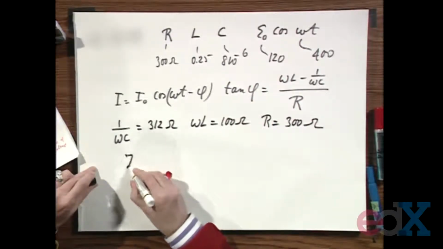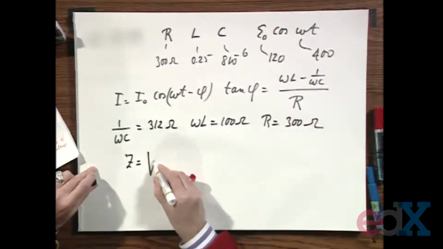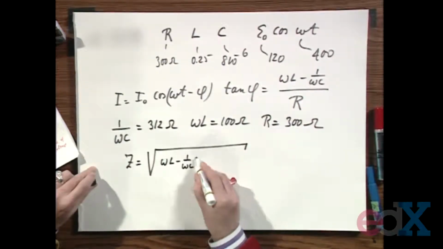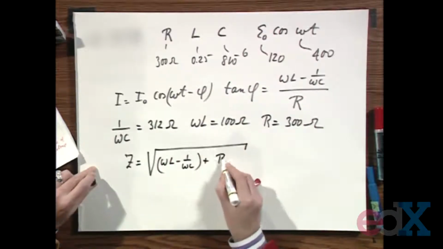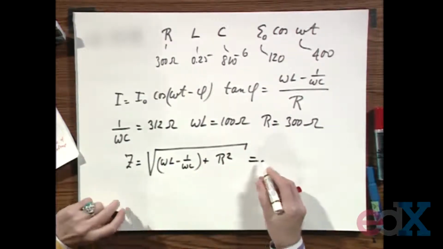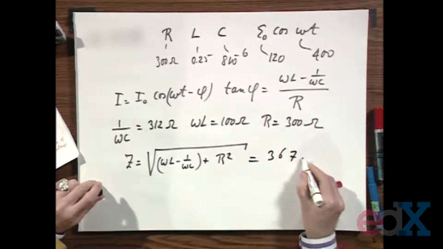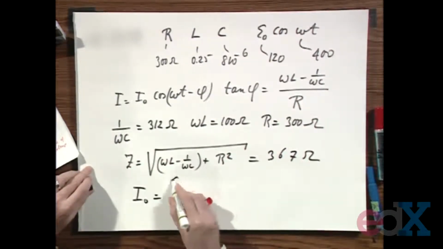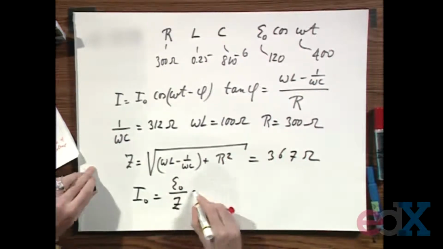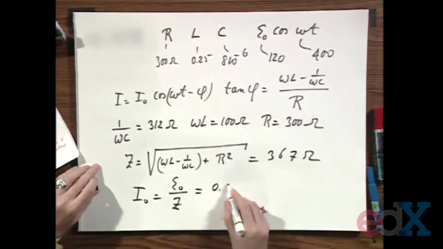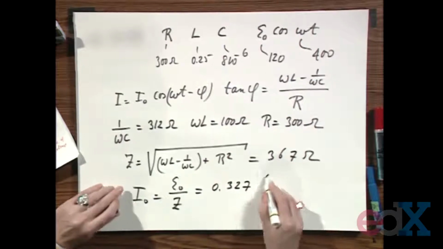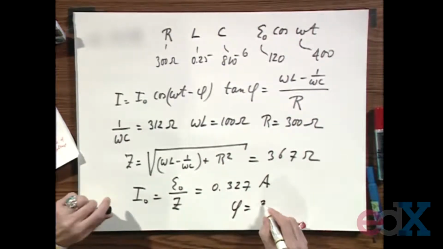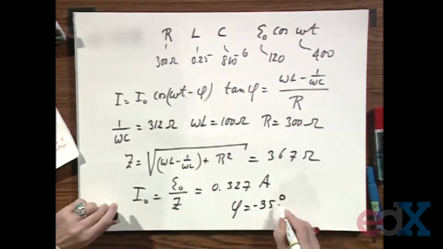And since Z equals the square root of (omega L minus 1 over omega C) squared plus R squared, you can immediately calculate that this is 367 ohms. And since I0 equals E0 divided by Z, you'll find that this is 0.327 amperes. And you find that phi is minus 35 degrees.